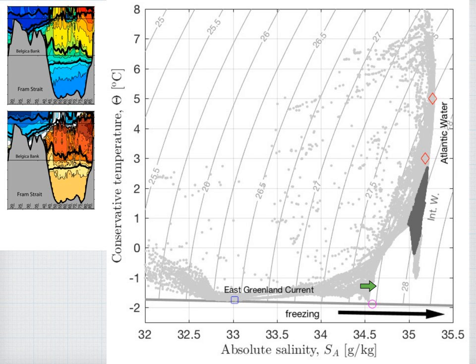So I'm interested in particular in what sets the properties of the outflowing cold, fresh East Greenland current. And so you see these symbols here. These are predictions to the end points. So there's a very sharp cutoff of salinity here for the East Greenland current, which is a little more than 34.5. And then here there's another relatively well-defined minimum in salinity.